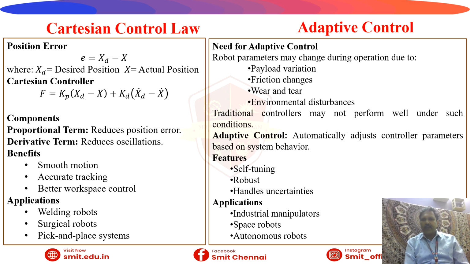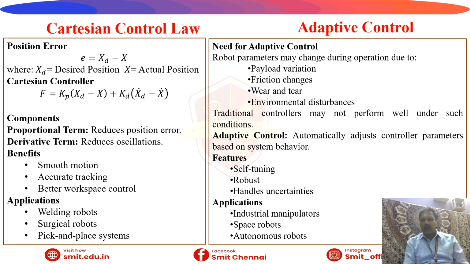Adaptive control. The need for adaptive control is that robot parameters may change during operation due to payload variation. Payload variation we have also seen in the previous videos. The load may change and will not be constant. Sometimes the robot will have to lift an increasing load. So friction changes; the friction will not always be the same. It may change due to wear and tear. If friction changes, automatically wear and tear will be there. Then environmental disturbances. Traditional controllers may not perform well under such conditions.